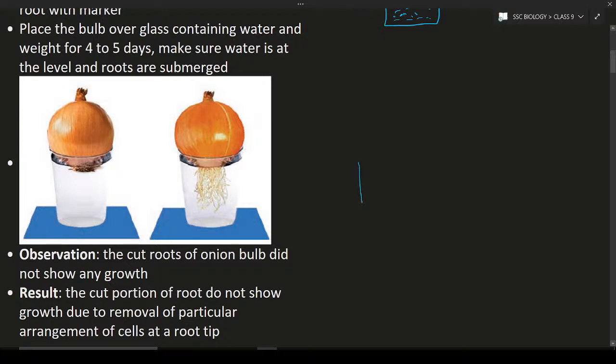Let us consider this is the root. If it is like this, it is going to grow. But what we have done is cut the root, and we have marked it with the black colored marker. So this root is not going to show growth. Why? Because it has lost the tissue. Whatever tissue was there over here is lost. As a result it is not going to show any growth.